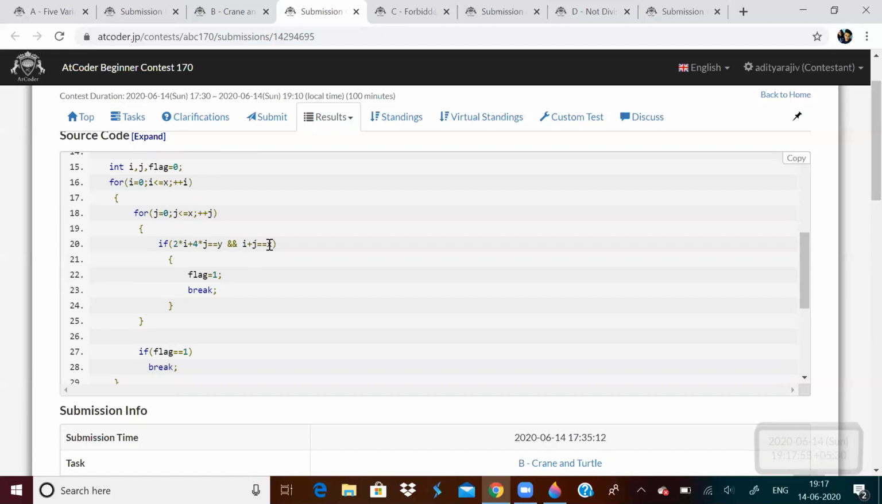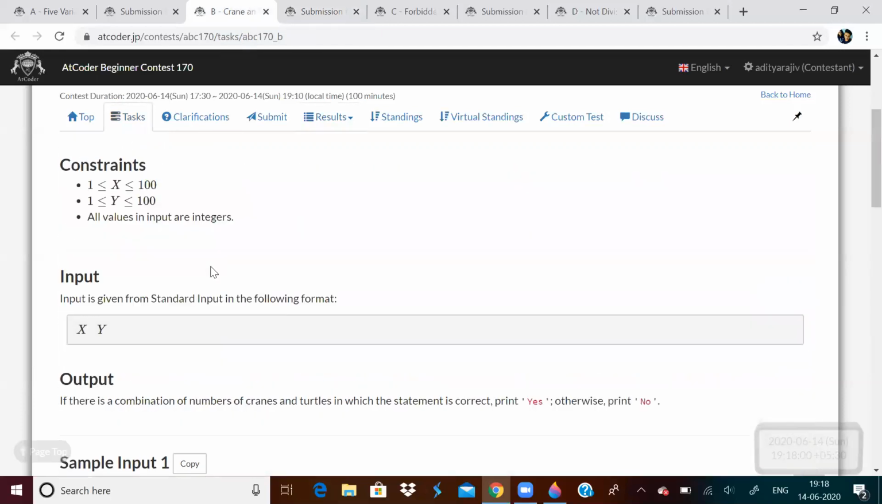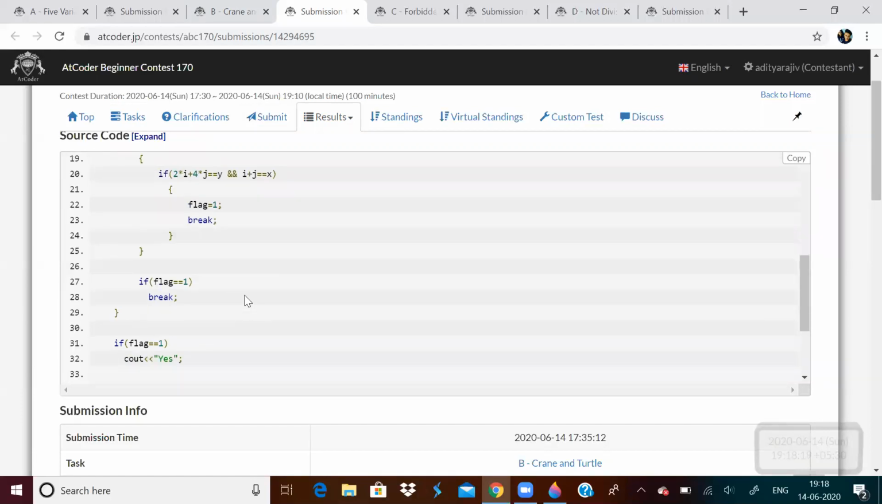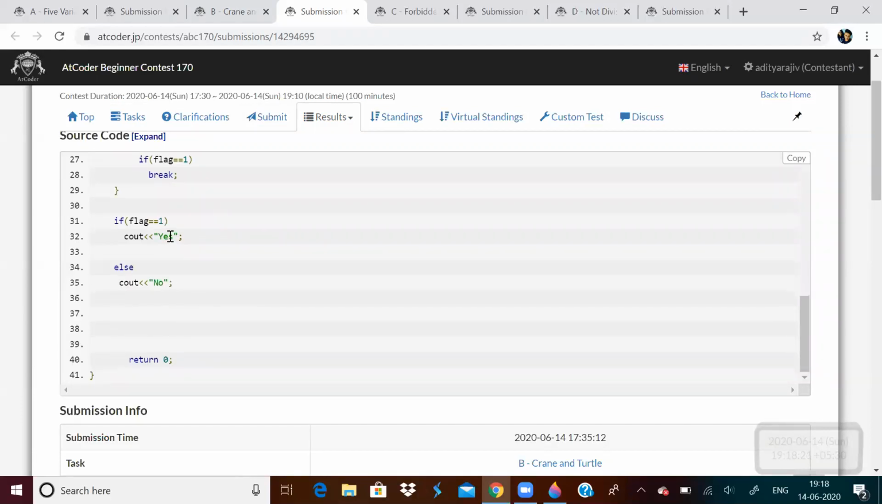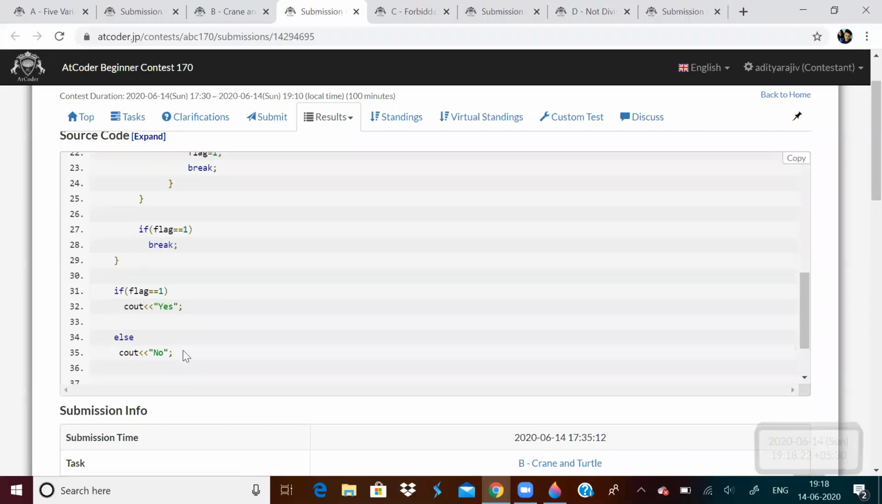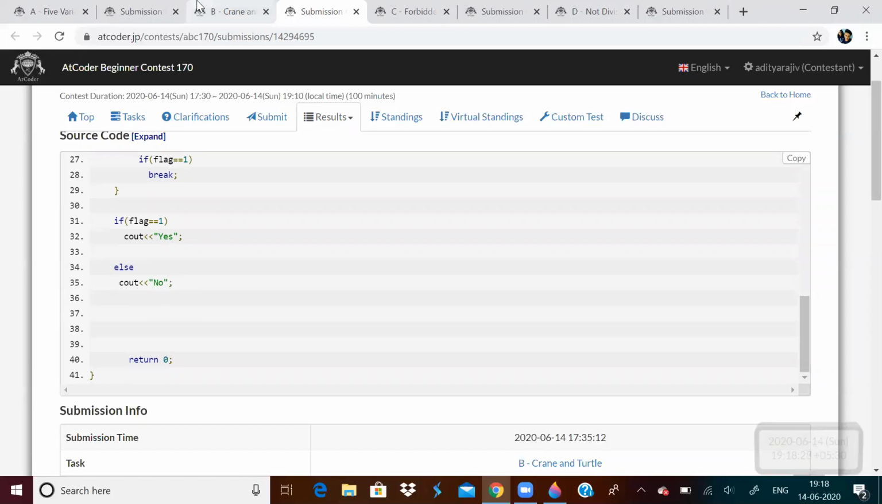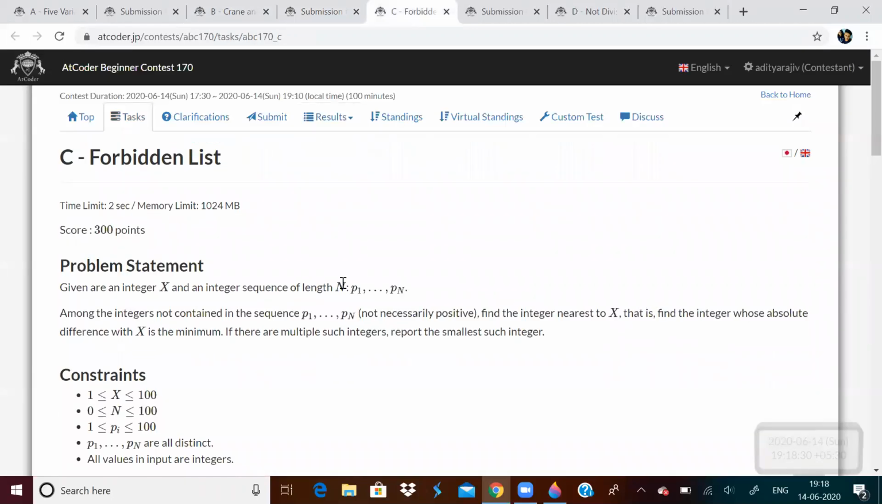First of all, I plus j should be x because there are totally x animals. And 2 into I plus 4 into j should be y, because each crane has 2 legs and each turtle has 4 legs. So 2 into I plus 4 into j should be y and I plus j should be x. If both these conditions are true, we'll print yes. If the condition is false, the flag will still be 0 only, so we'll print no. So problem B also is easy only.